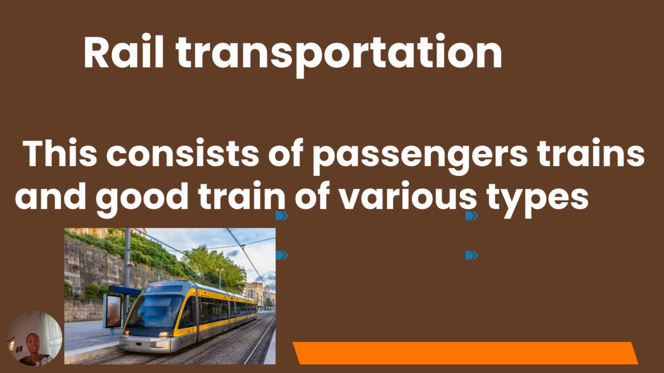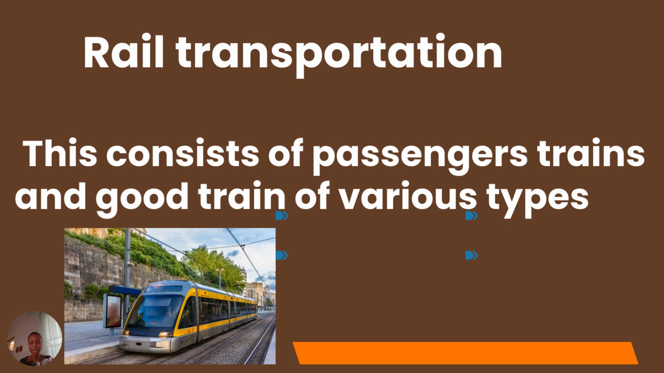That means we have passenger trains. When we talk about rail, the train has the one for passengers and the one for cargo. So we're talking about different types of trains: the one that conveys human beings and the one that conveys cargo. As you can see from the picture, this one is the one that conveys human beings.